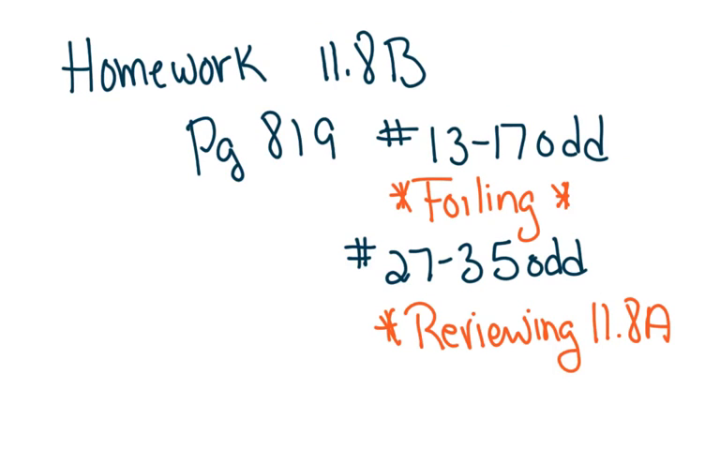Now, for your homework for 11.8b, you have page 819. You're doing 13 through 17, odd. And just as a reminder, this is why I wrote this here. This is your foiling section. And then the next section, when you have 27 through 35 odd, you're reviewing what you learned in the previous lesson of 11.8a. So just a little bit of review. All right, good luck with your homework.